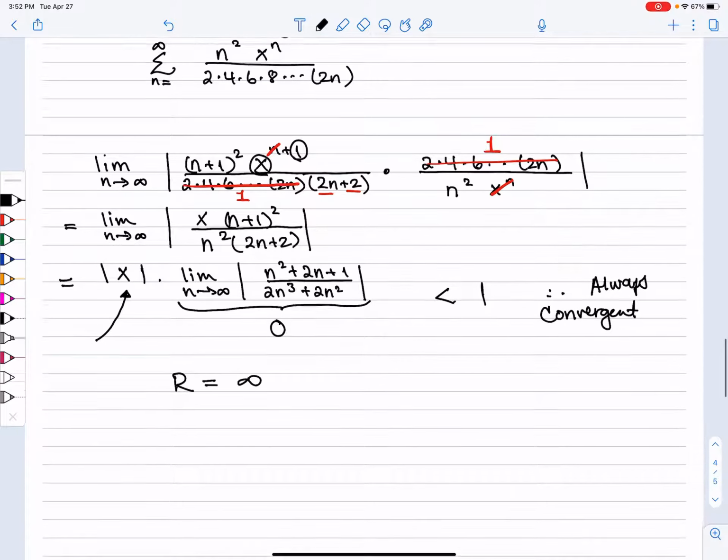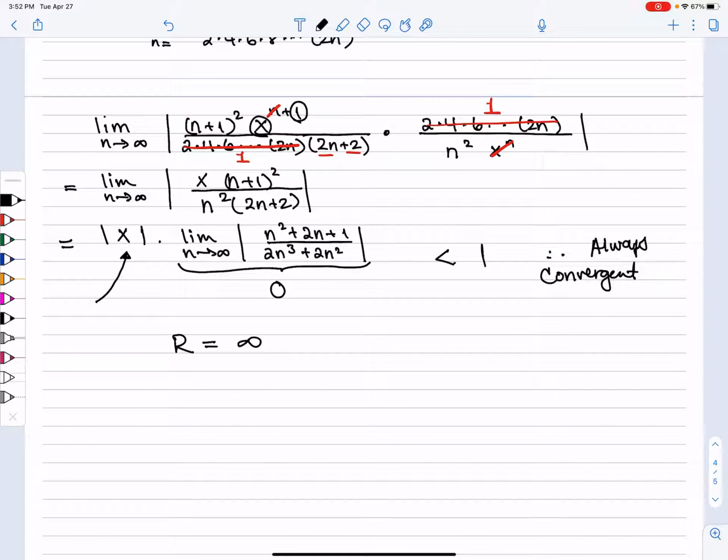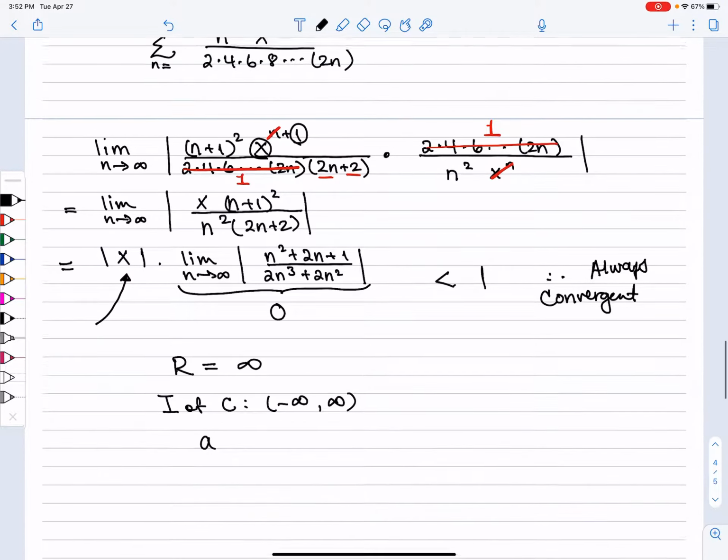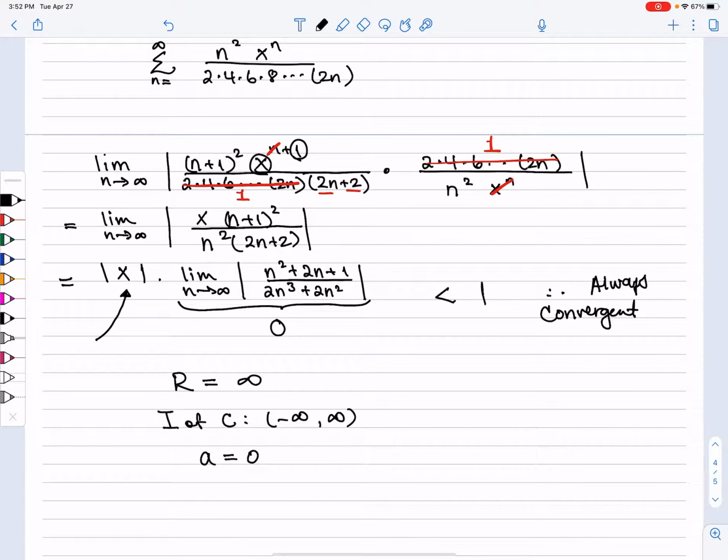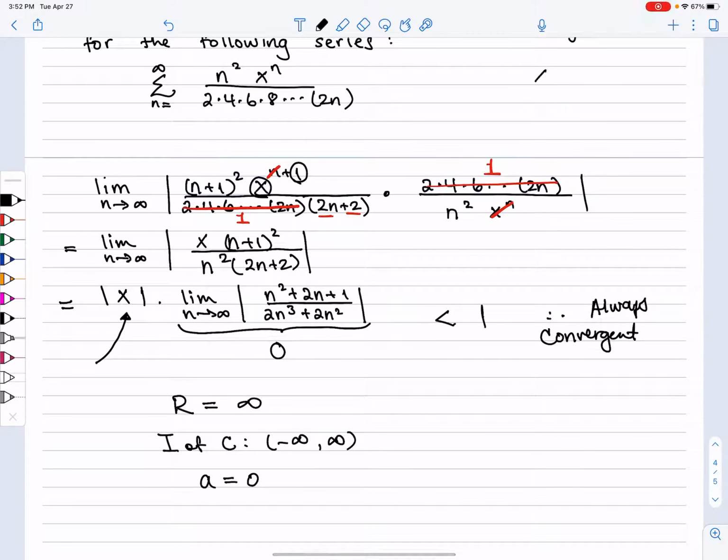And because the radius of convergence is infinity, the interval of convergence will be from negative infinity to positive infinity. And also, it's good to identify a. a is equal to 0. Because remember, when you have a power series, your power series is in the form of (x minus a) to the nth power. And here we have no minus a, so a must be equal to 0.